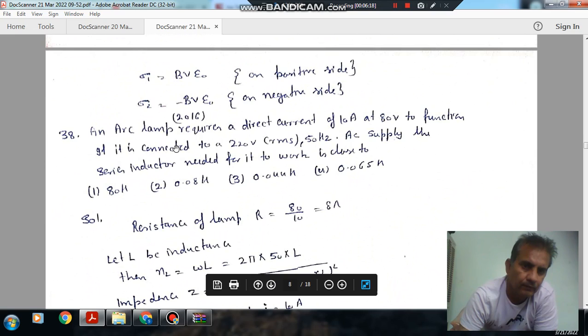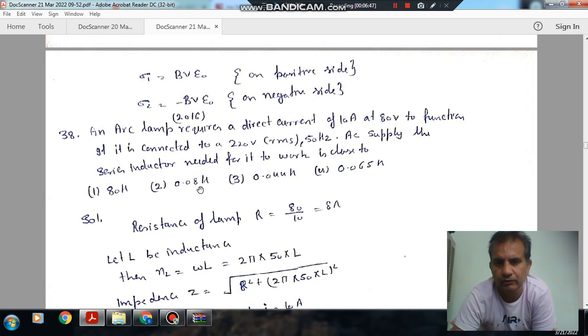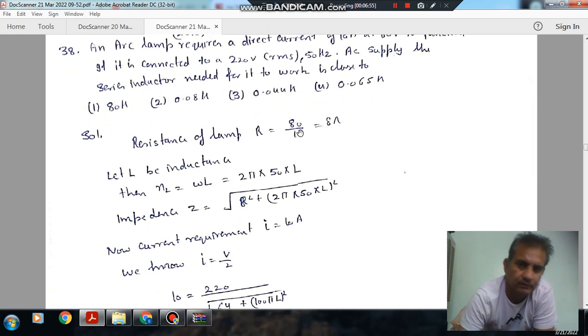Next, an arc lamp requires a direct current of 10 ampere at 80 volt to function. If it is connected to a 220 volt RMS, 50 Hz AC supply, the series inductor needed for it to work is close to: option 1, 80 Henry; option 2, 0.08 Henry; option 3, 0.044 Henry; option 4, 0.065 Henry.